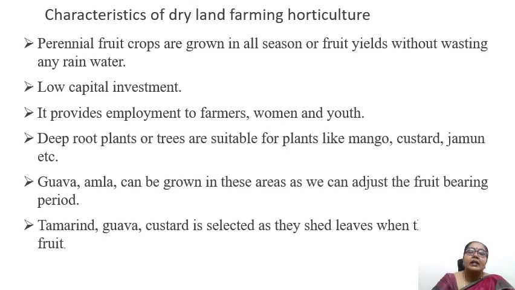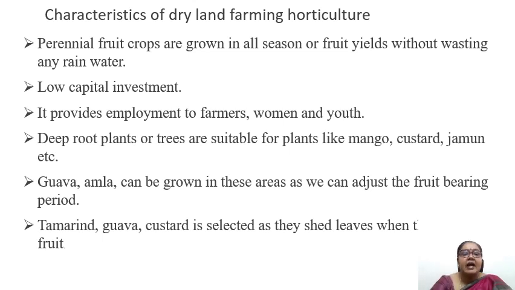As we all know, unemployment is one major issue in India, wherein we find it very difficult to provide employment, especially to the youth and the women. So now this is providing employment. And we also see that the deep root plants or trees are suitable for this dry land farming. So mango, custard, jamun plants are all sown with the seeds, and when they grow into a big plant, they take very less water, or the roots go deep down. So that is beneficial to grow or bear the fruits.